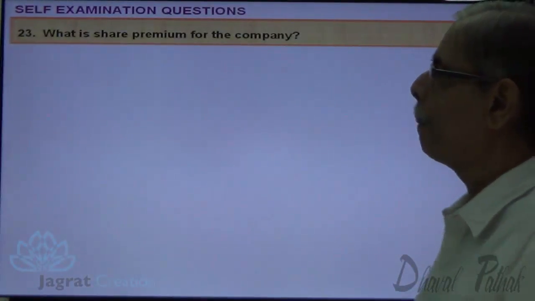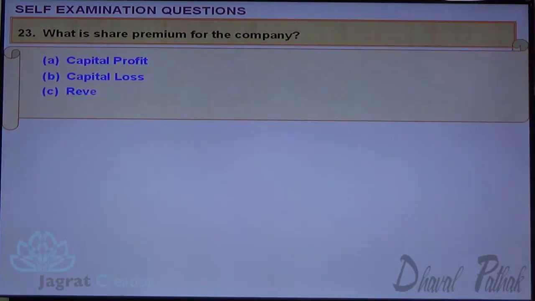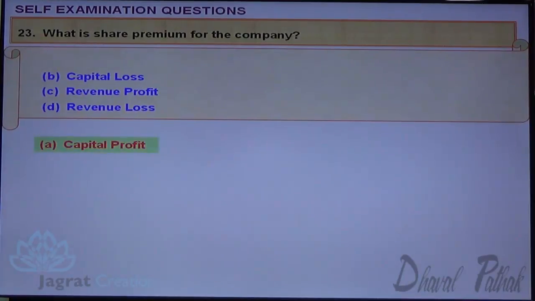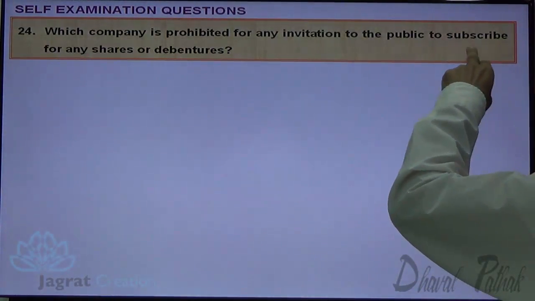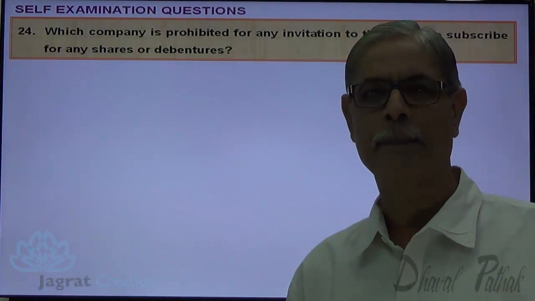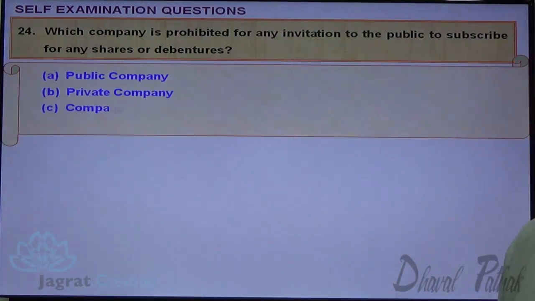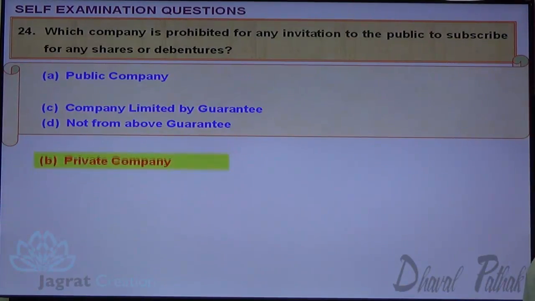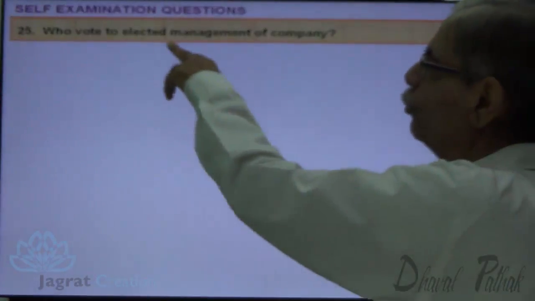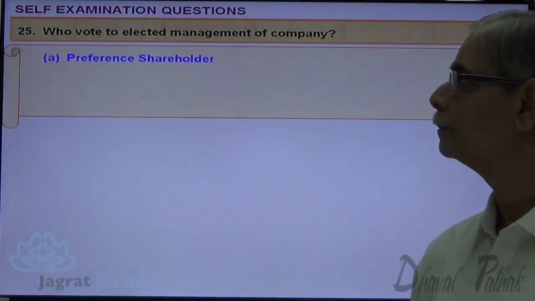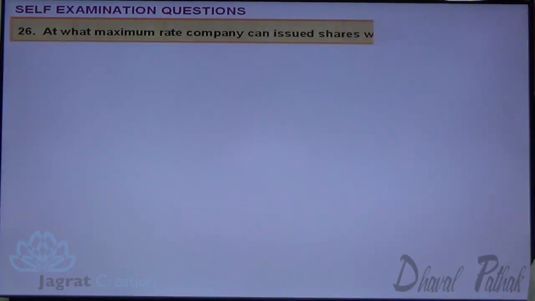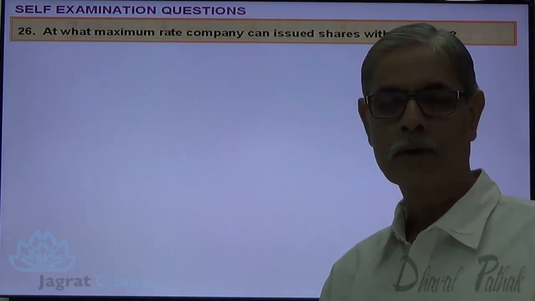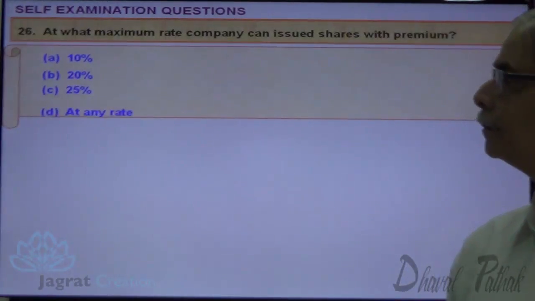What is the share premium for a company? Capital profit. Which company is prohibited from an invitation to the public to subscribe for the shares of the company? Private company cannot invite public to subscribe for the shares of the company. Private company is the correct answer. Who vote to elect management of the company? Shareholders. Equity shareholders. At what maximum rate can company issue shares with premium? There is no restriction for equity share premium that could be collected by the company. Any rate.